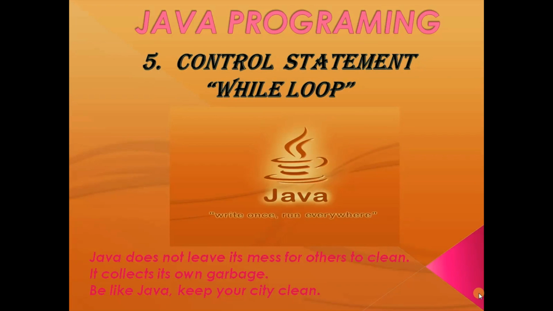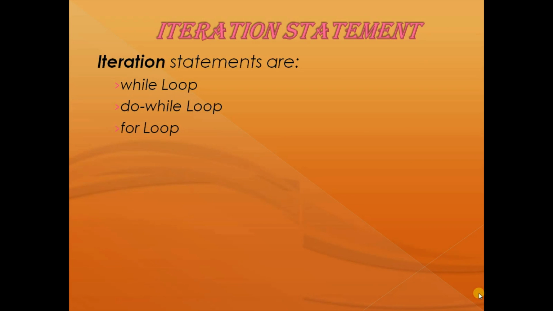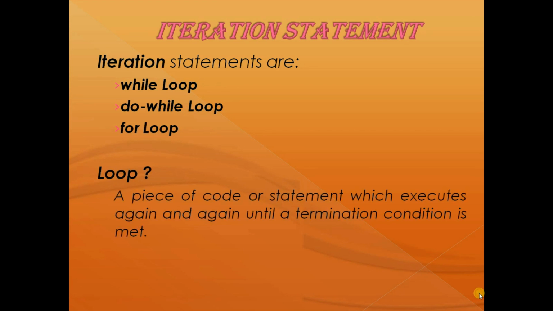In this video, I am going to discuss iteration type control statements, that is, while loops. As we already discussed, Java iteration statements are of three types: while loop, do while loop and for loop. So, first of all, we will discuss what a loop is.